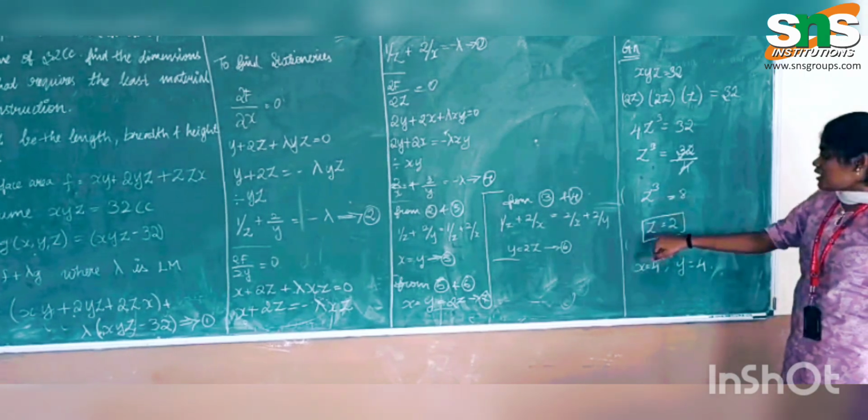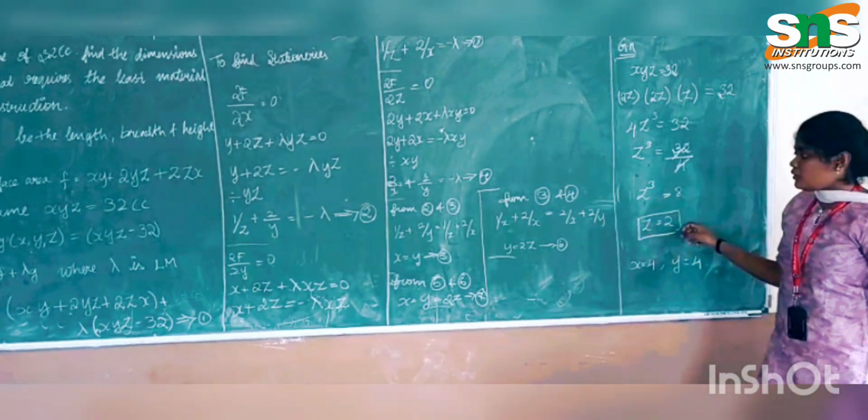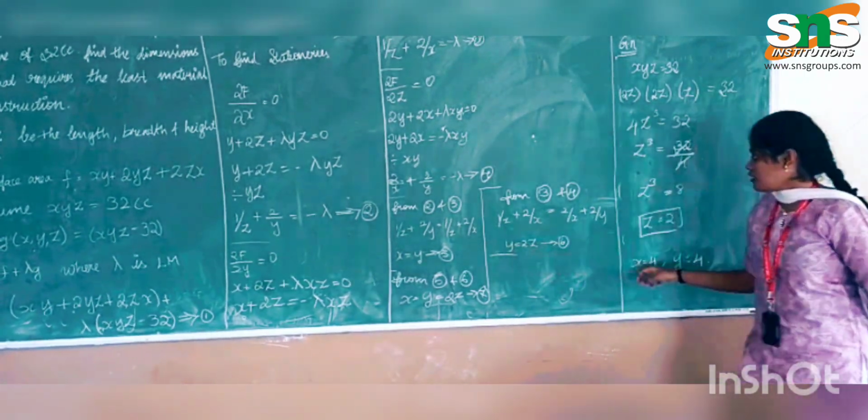So now z becomes 2. We are substituting the z value in both the fifth and sixth equations, and we will get the final values.